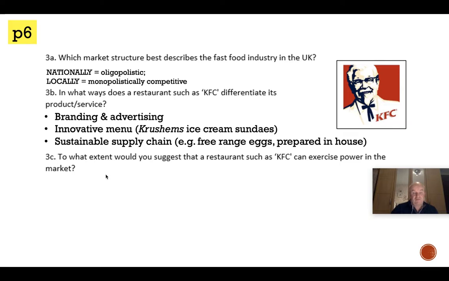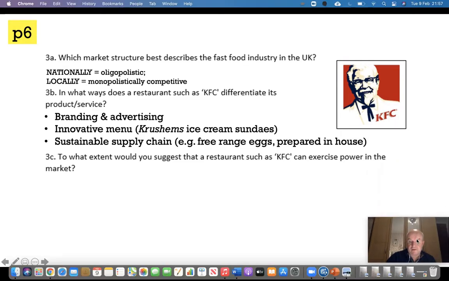And then the other thing that they also talk quite a lot about is the fact that they've got a sustainable supply chain. So they only use free range eggs, for instance, or their recipes are prepared in house. So that is an argument to say that again, that's differentiating them from other parts of that particular market.